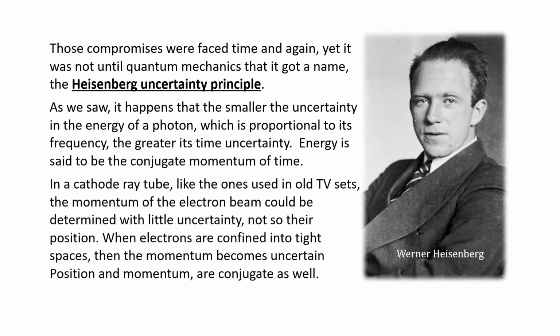In a cathode ray tube, like the ones used in old TV sets, the momentum of the electron beam could be determined with very little uncertainty. But not so the position. But when electrons are confined into tight spaces, then the momentum becomes uncertain. Position and momentum are conjugate as well.